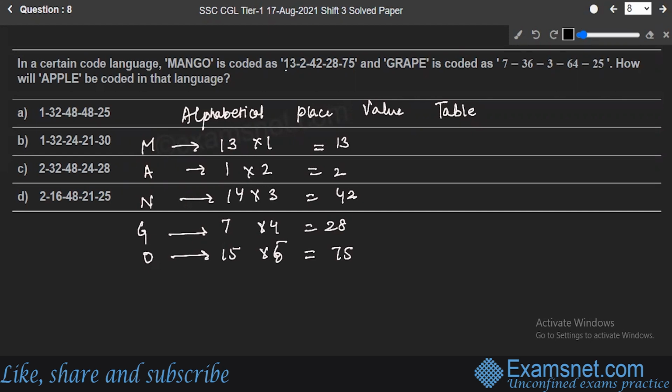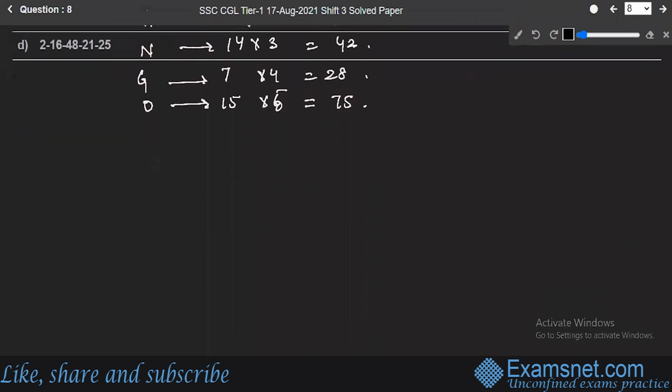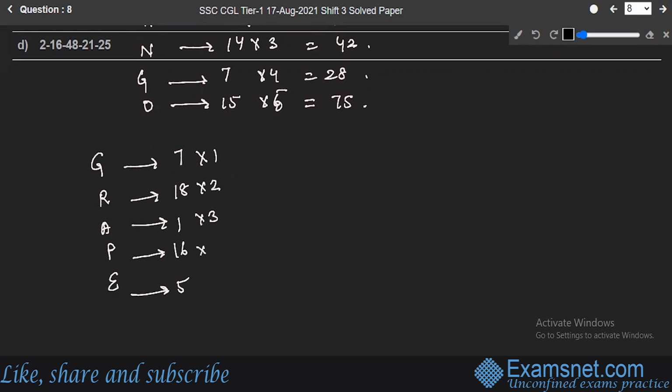Okay, so this is the one. See, 13, 2, 42, 28, 75. So you got the logic. Let's see whether the same logic is applicable in the case of grape also. Let's write down grape now. The place value of G is 7, R is at 18, A is at 1, P is at 16, and E is at 5. Into 1, into 2, into 3, into 4, into 5. 7 ones are 7, 18 twos are 36, 1 threes are 3. This is equal to 64 and this is equal to 25.